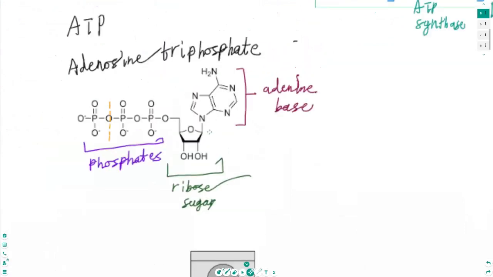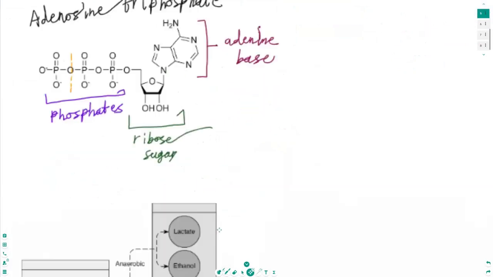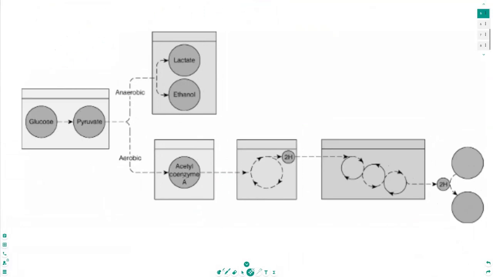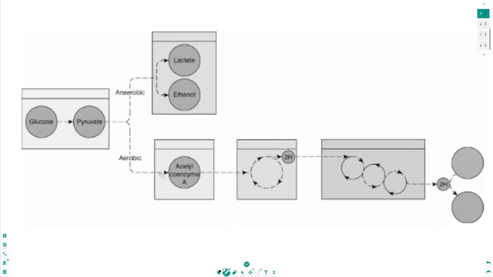So that's just a brief introduction as to what respiration is and why cells need to do respiration. Now we're going to look at an overview of respiration. Respiration can be broken down into two main forms: aerobic and anaerobic. They follow slightly different pathways, but they both have the same first step, and this step is called glycolysis.